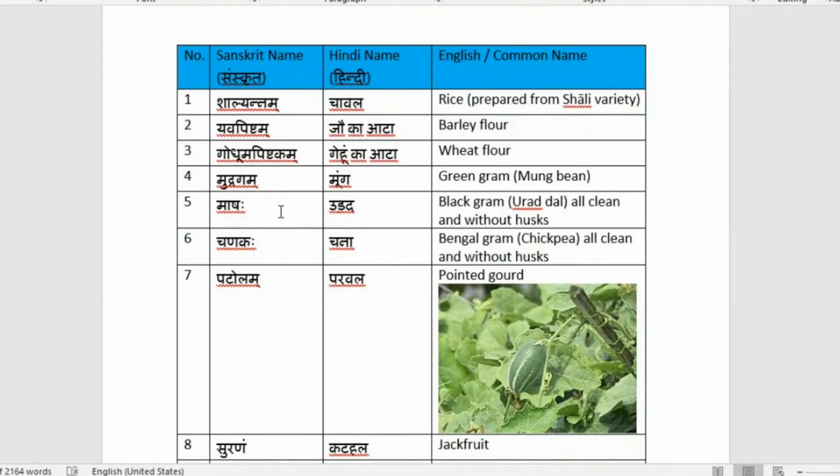Then Masha. Now, at some places I have seen this word as Masha, at some I have seen it as Masa. The meaning is udad, black gram. Now, udad and chanak means chana, that is chickpea. Both these food grains, their husk has to be removed. That means the covering has to be removed, and then it has to be consumed. The covering, the husk has to be removed and only then it has to be consumed.